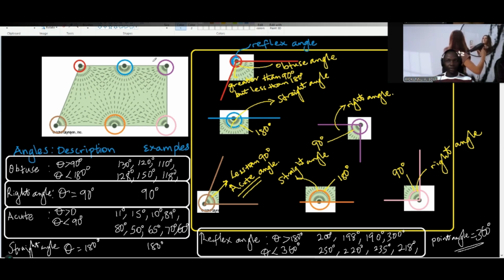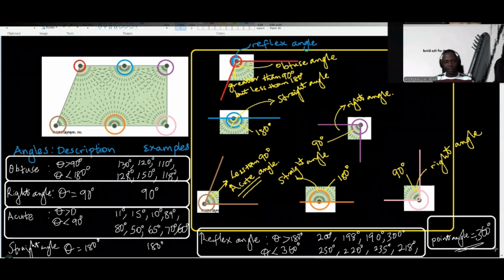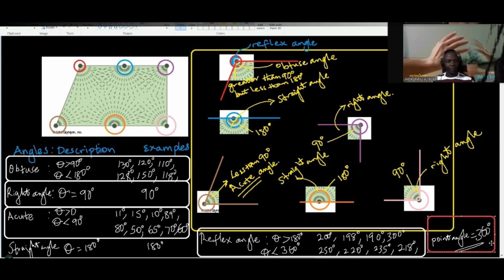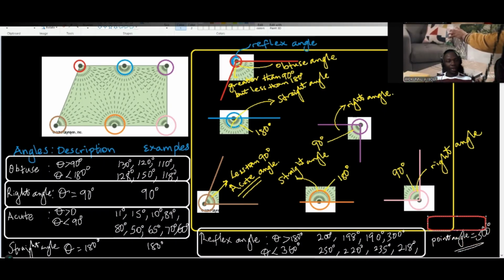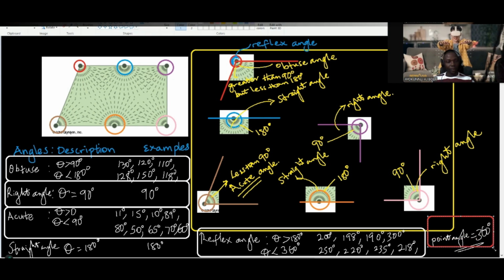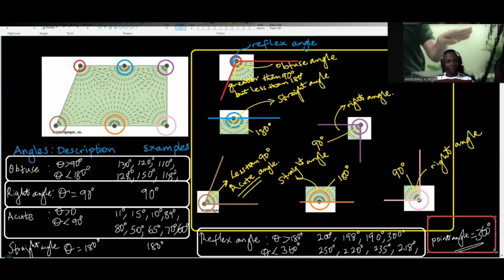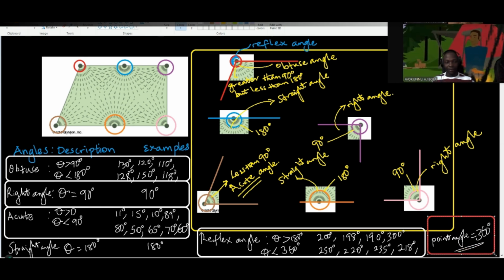Read this, Miggy. What's this? One angle equals to... You didn't finish it. Finish it. Read it. Point angle equals to what? Look at it. 360. What do you say? 360. So you just need to concentrate, okay?